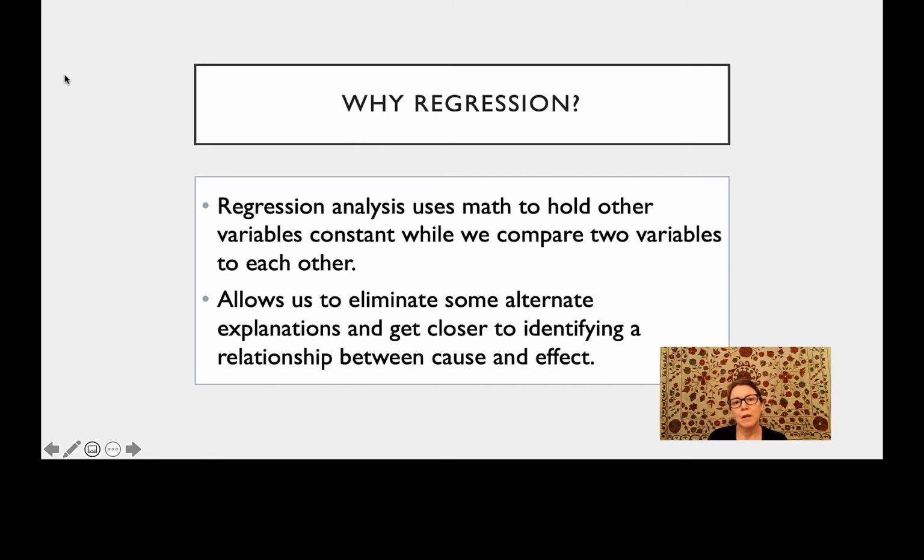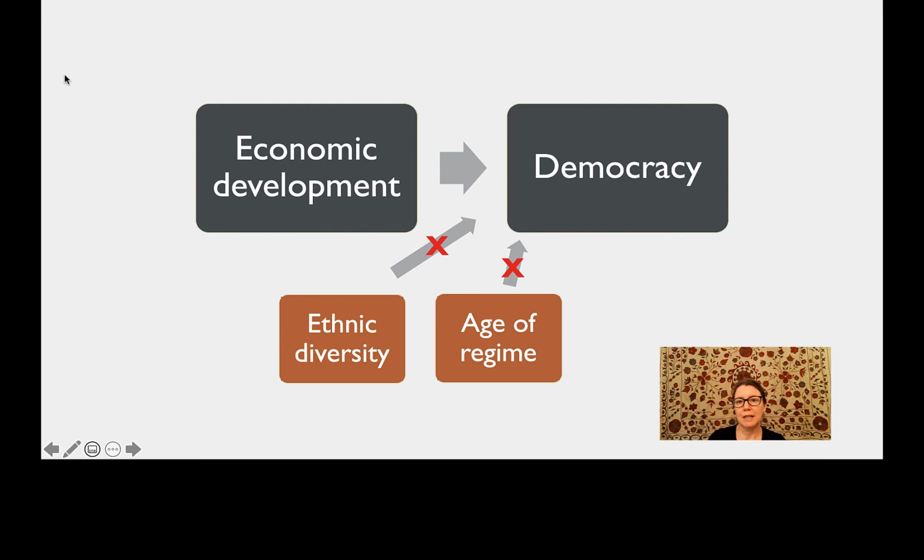If we wanted to better understand the relationship between economic development and democracy, we'd want to make sure that we rule out other explanations. Well, if we think it's the economy, then we have to make sure it's not ethnic diversity or it's not the age of a regime, for example. One way to actually do that would be to compare countries with the exact same level of ethnic diversity and the exact same ages. Then we can look at the levels of economic development in each country, and if the level of democracy is higher in the country with a higher level of economic development, that indicates that there might actually be a relationship there.